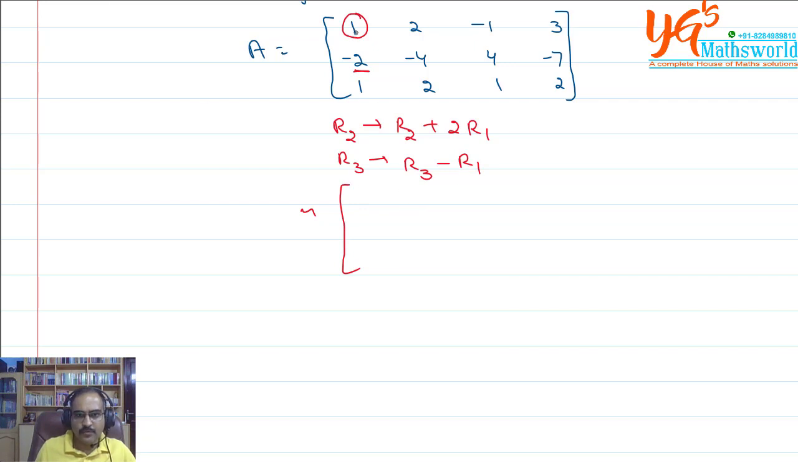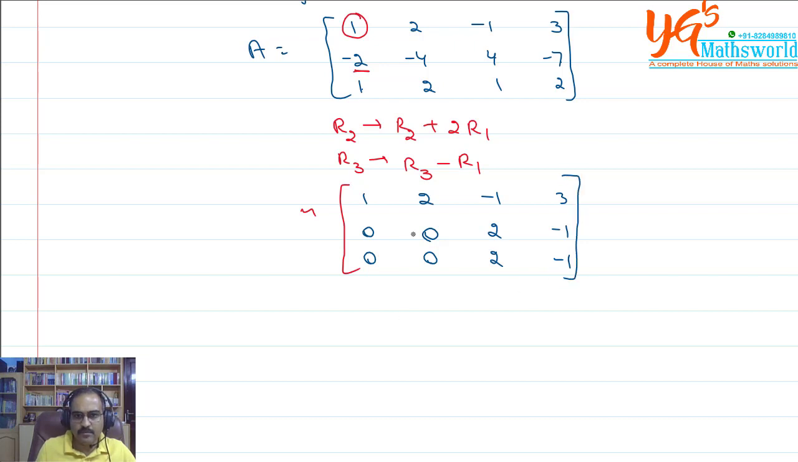Now moving towards the operation, 1 will remain as it is, 2 remains as it is, minus 1 as it is, 3 as it is because it is the first row. Minus 2 plus 2, so it will be 0, minus 4 plus 4, 0. Now 4 minus 2, 2, minus 7 plus 6, that is minus 1. 1 minus 1, 0, 2 minus 2, 0, 1 minus 1 is plus 2, 2 minus 3, minus 1.